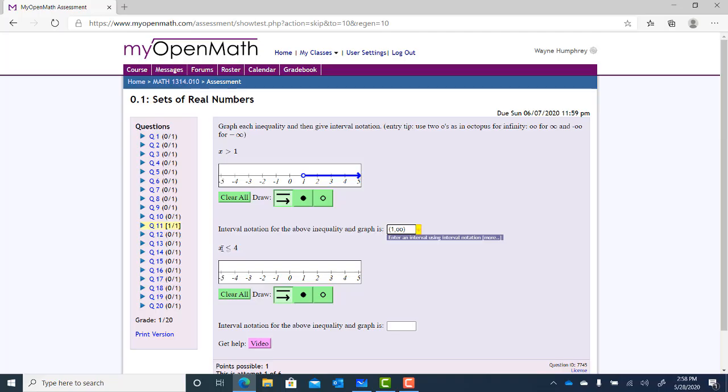All right, for the next one, x is less than or equal to 4. Now this is going to be a closed circle because of the equal to sign. x is less than or equal to 4, we shade to the left. Okay, so interval notation, because we read our graph from left to right, we're going to open parentheses and start with negative infinity, comma, 4, and then close brackets.